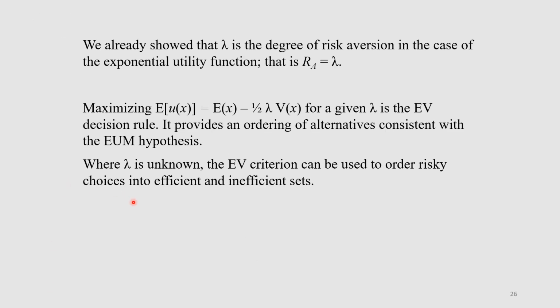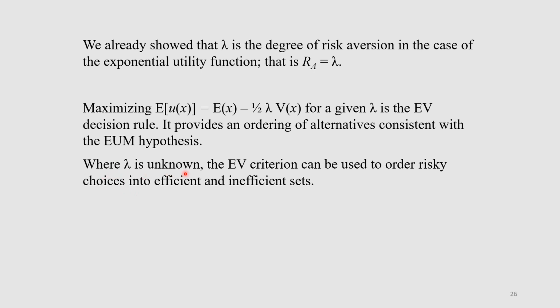We have already shown that lambda is the degree of risk aversion in the case of the exponential utility function. That is, absolute risk aversion is equal to lambda. Maximizing the expected utility gives E of x minus 1/2 lambda V of x. We're given lambda, so we have the expected variance decision rule. It provides an ordering of alternatives consistent with the expected utility maximization hypothesis.